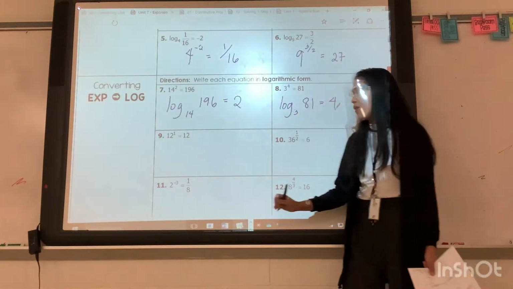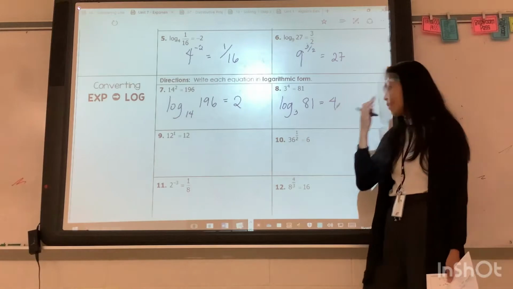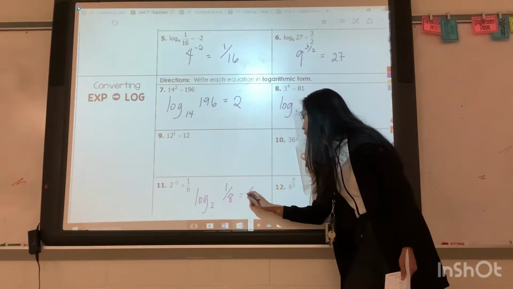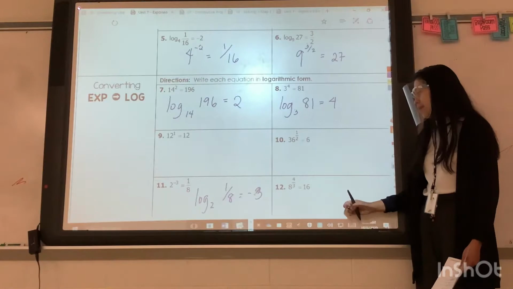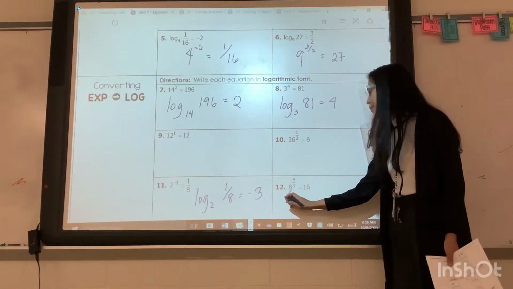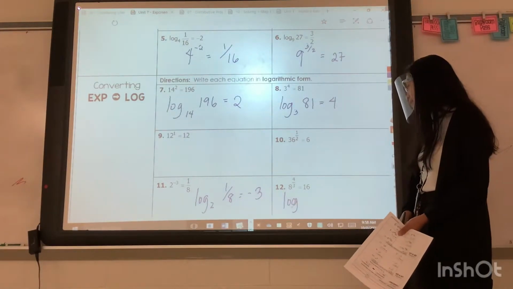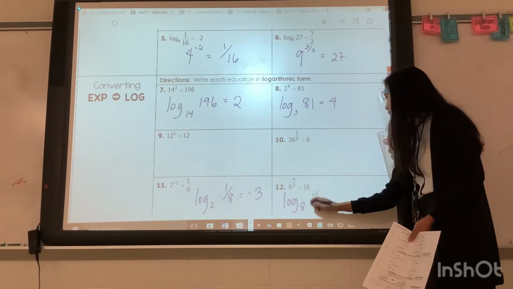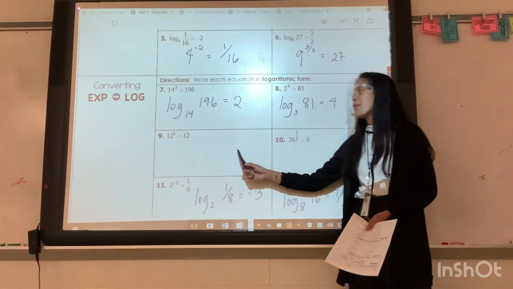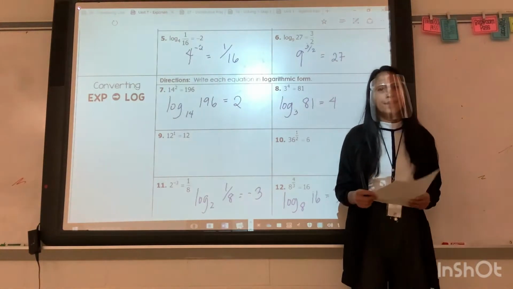Let's have number 11. Jesse? Log base 2 of 1 over 8 equals negative 3. That's it. Noah, number 12, please. Log base 8 of 16 equals 4 over 3. That's it. Can you please do numbers 9 and 10 on your paper?